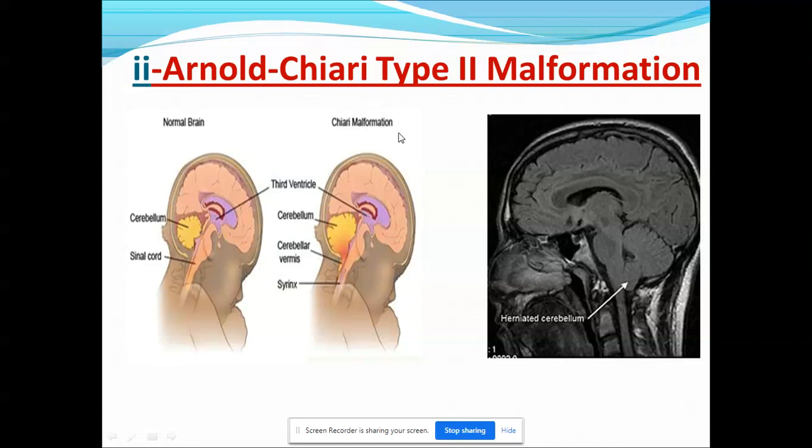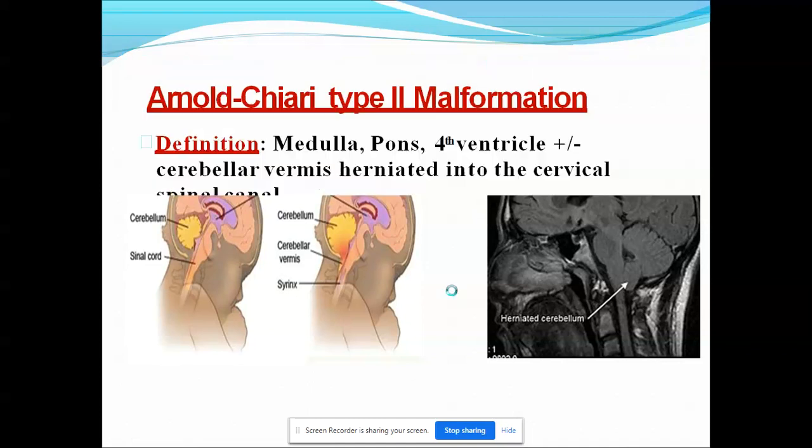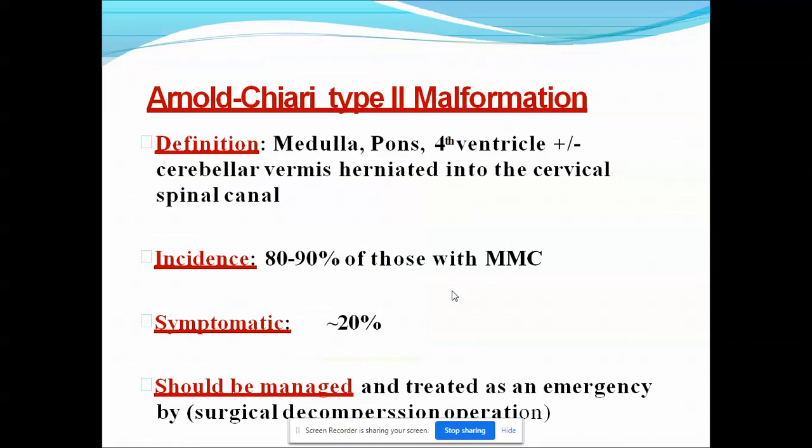In case Arnold-Chiari type 2 malformation is there, it can also be associated with spina bifida. So what is Arnold-Chiari type 2 malformation? It is the medulla, pons, fourth ventricle and cerebellar vermis herniated into the cervical spinal canal. Herniated means it will protrude and go inside the spinal canal. Ideally this content should be inside the brain, but because of the deformity, this content will go inside the cervical canal.